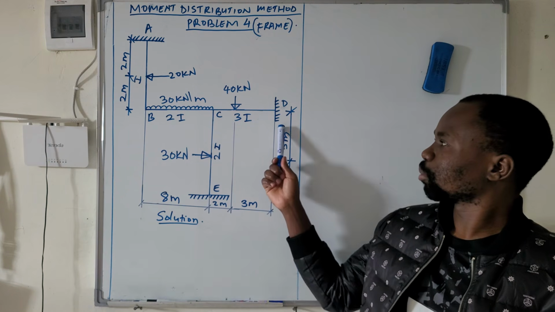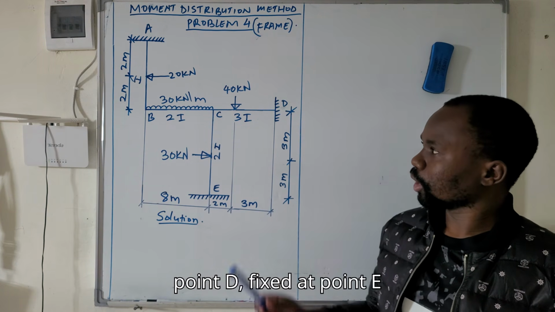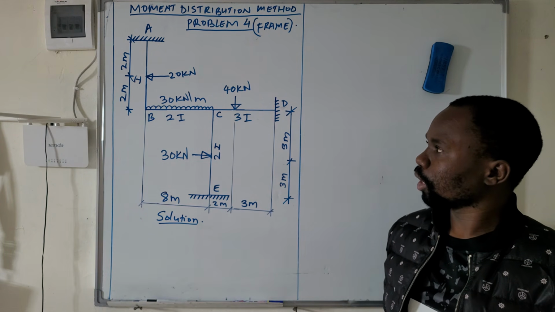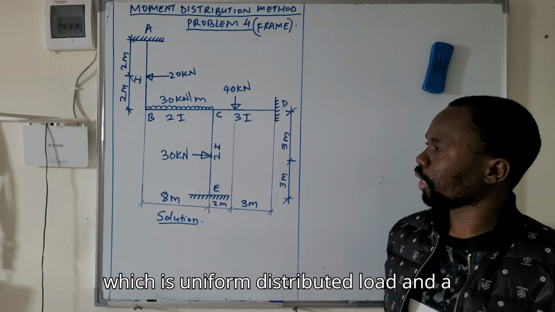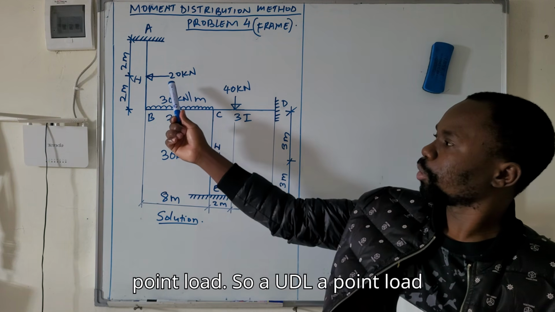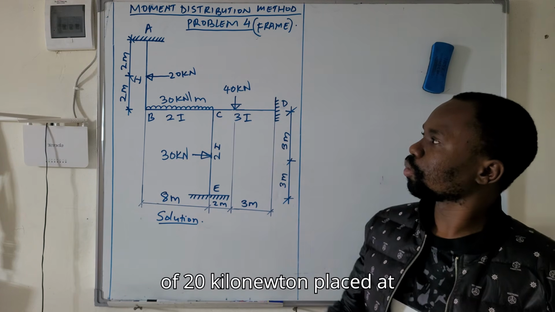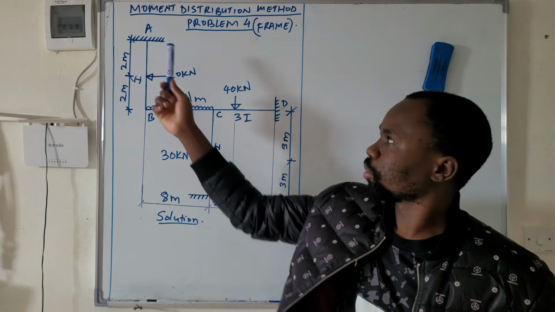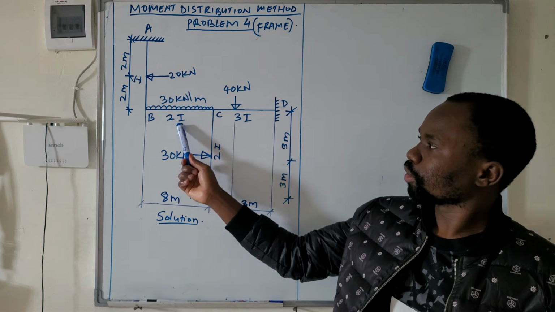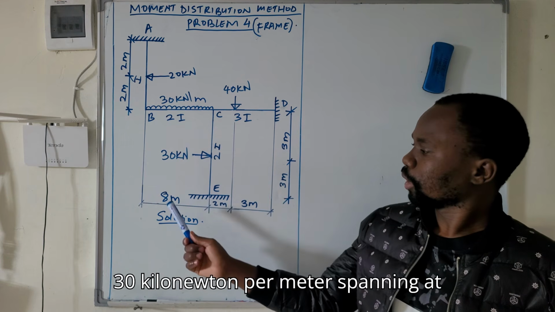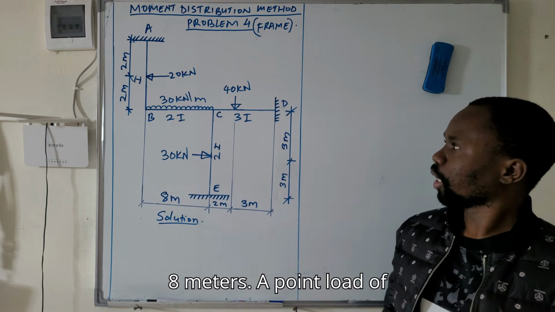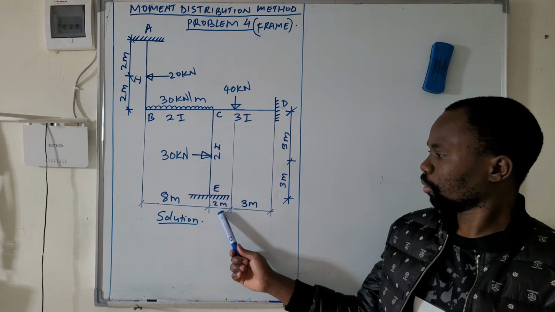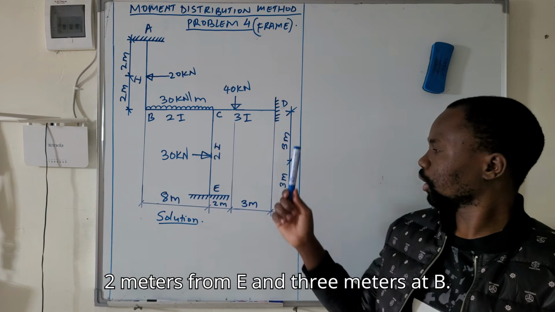Again, it is fixed at point D, fixed at point E, and it carries both a UDL, which is uniform distributed load, and a point load. So a point load of 20 kilonewton placed at 2 meters from point B and 2 meters from point A. A UDL of 30 kilonewton per meter spanning 8 meters. A point load of 40 kilonewton placed at 2 meters from C and 3 meters from D.